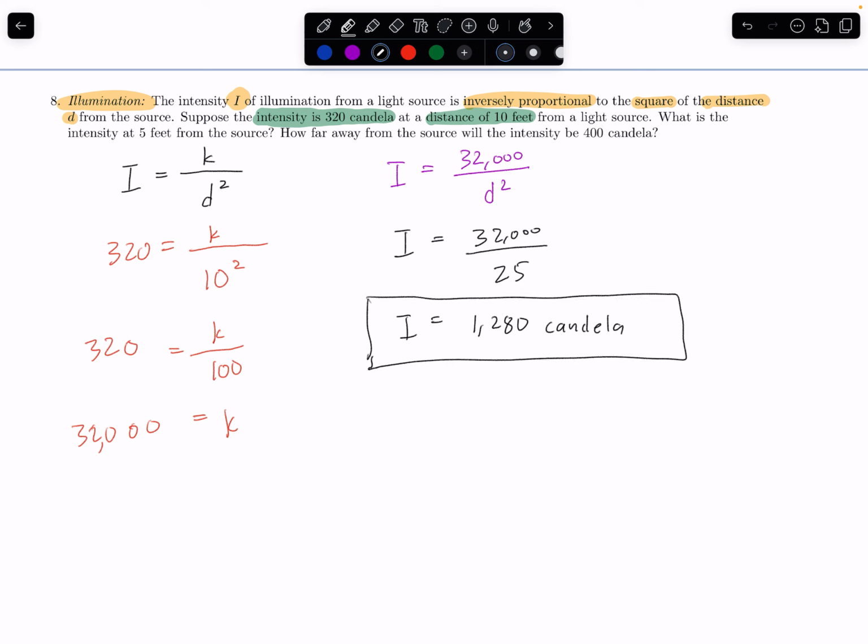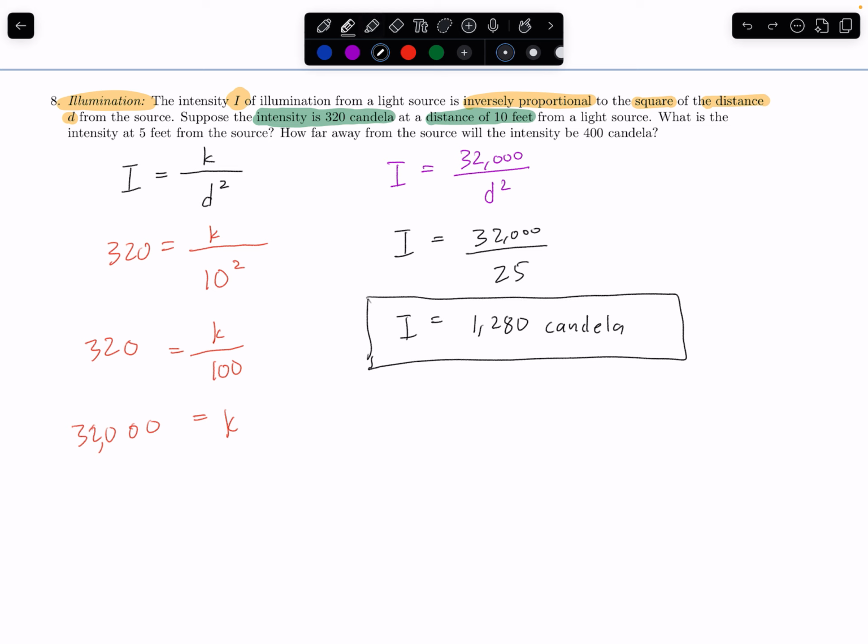Notice that this is a larger light intensity for a shorter distance. And that makes sense because it's inversely proportional, right? Inversely proportional means as one variable gets farther away from 0, the opposing variable gets closer to 0, and vice versa. So intensity was only 320 when it was 10 feet, but at 5 feet, now it's 1,280.